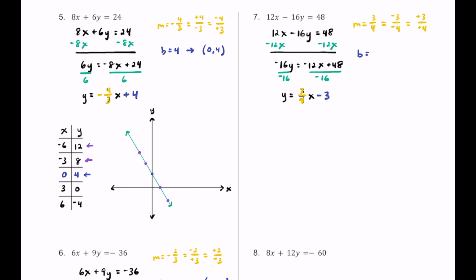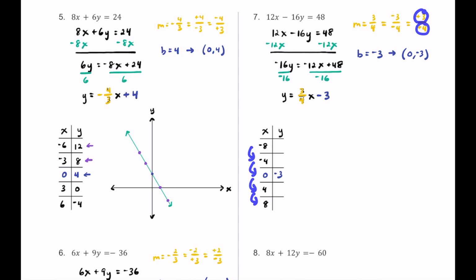So if b is negative 3, then we know our point here is going to be 0, negative 3. That would be a free point. Now for a table. Here is our 5-point table. We can put 0, negative 3 right in the middle. Then we have a denominator of 4, so let's go ahead and use multiples of 4 here. So I'll go negative 4, negative 8, positive 4, positive 8. And let's use those values and see if we can figure out what the y values would be. Now let's skip the algebra a little bit here. These are going up by 4, so these are increasing by 4. So if these are increasing by 4, then the y value should be increasing by 3.